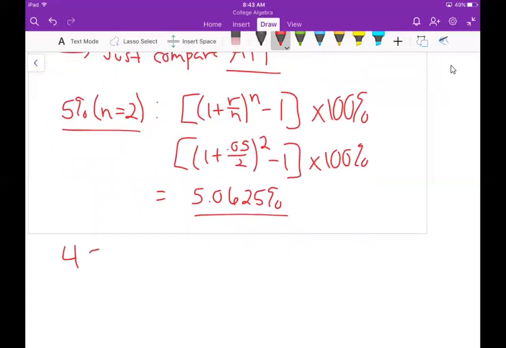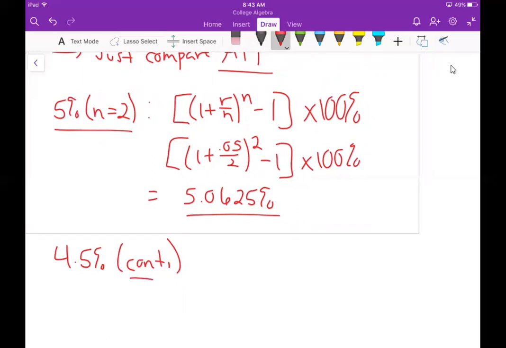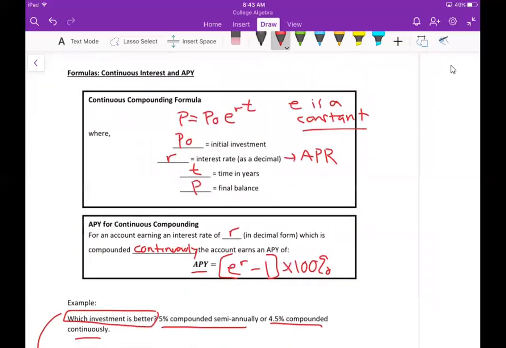For the 4.5% account that is compounded continuously, so here's the deal. You'll still see compounded in the sentence, right? It's compounded continuously. But as soon as you see continuously, you know you have to work with the formulas that contain e. There's nothing to plug in for n here. We must be using these formulas as soon as we see continuous or continuously.